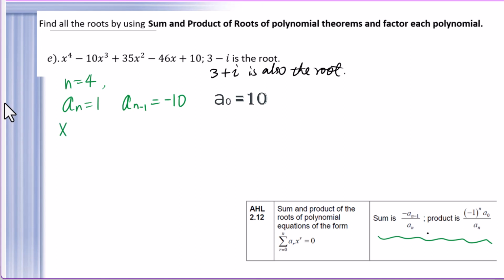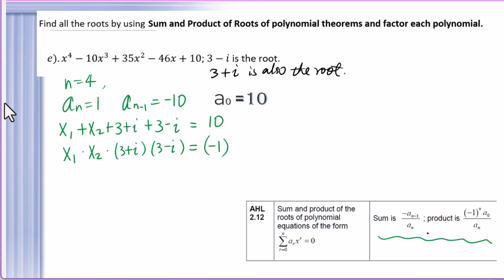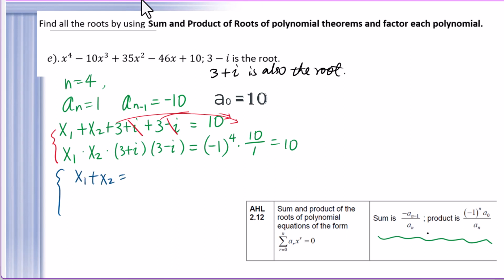So x1 plus x2 plus 3 plus i plus 3 minus i equals 10. x1 times x2 times (3 plus i) times (3 minus i) equals negative 1 to the 4th power times 10 over 1, which equals 10. Simplify. We got x1 plus x2 equals 4.